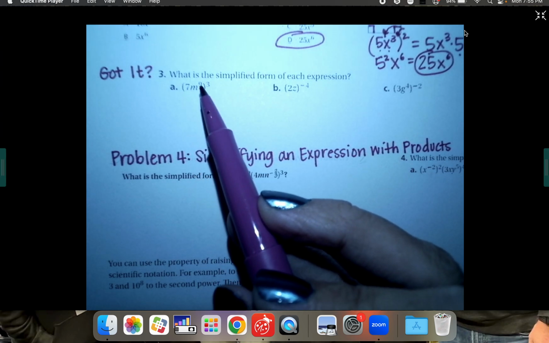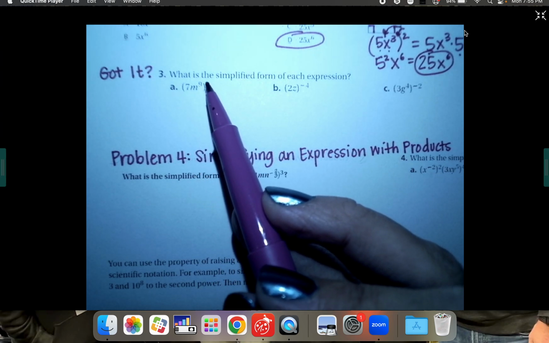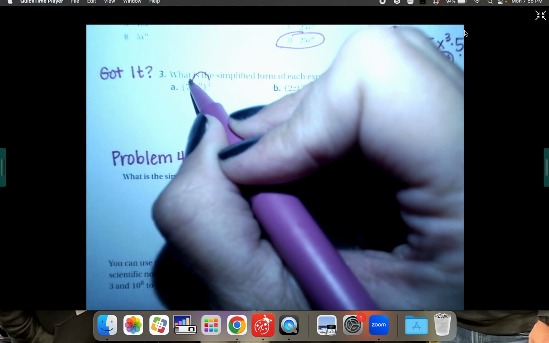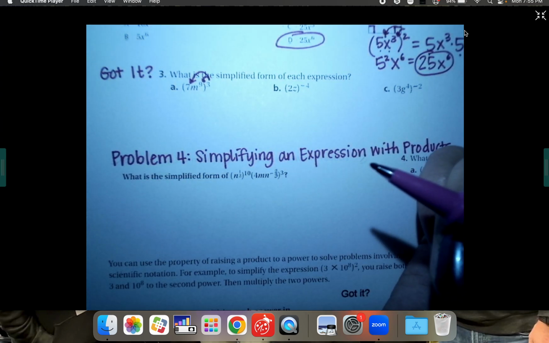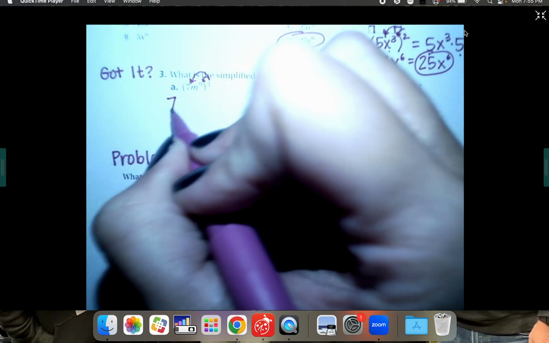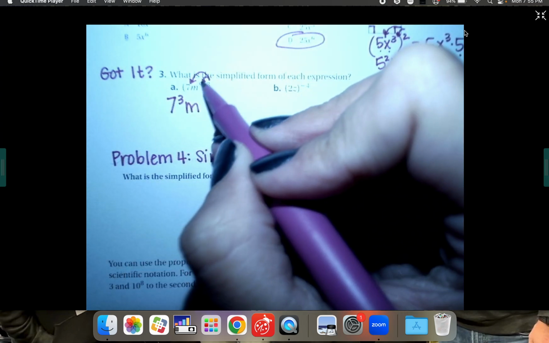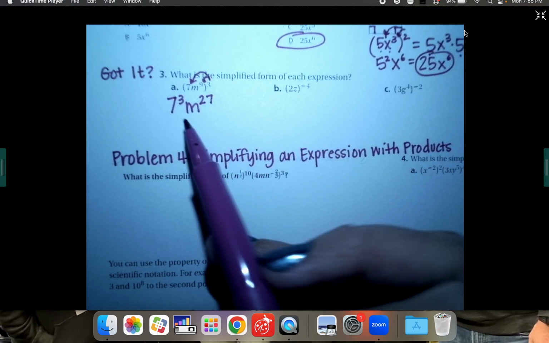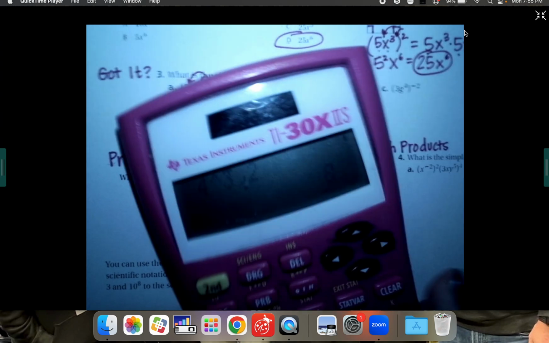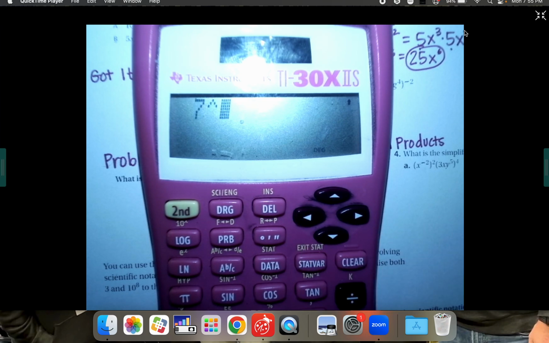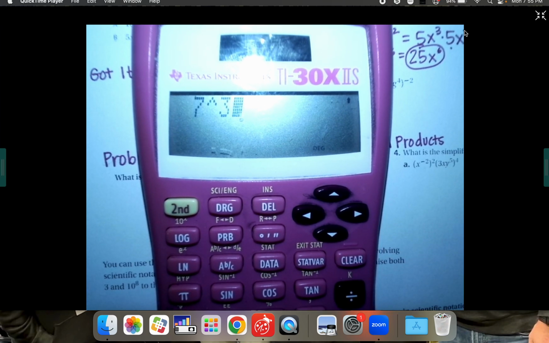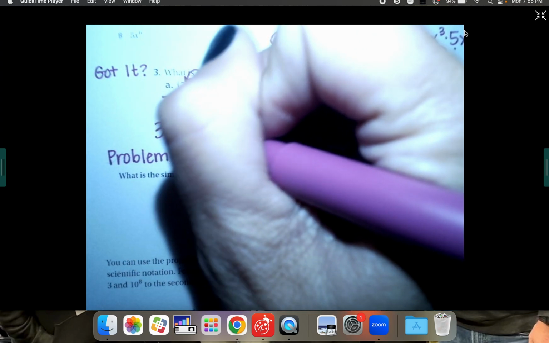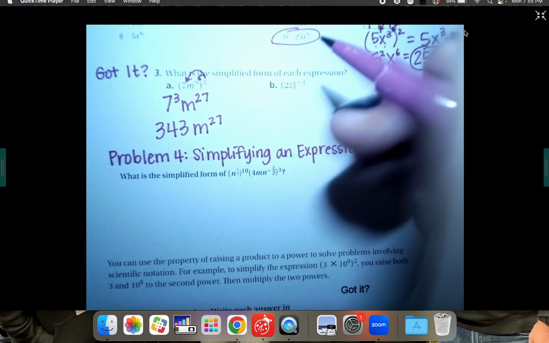So 7m to the 9th, you've got a 3 raised to the power of 3 on the outside of this whole set of parentheses. So this 3 is going to go to the 7 and to the m to the 9th. So it's going to look like this at first. 7 to the 3rd, m to the 9 times 3, which is 27. And you're almost done. You just need to solve what 7 to the 3rd power is. And I'm going to put it in my calculator, 7 to the 3rd power, or you could do 7 times 7 times 7, is 343. So the final answer is 343 m to the 27th.